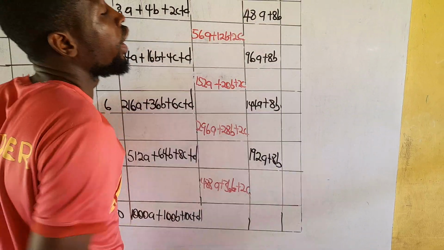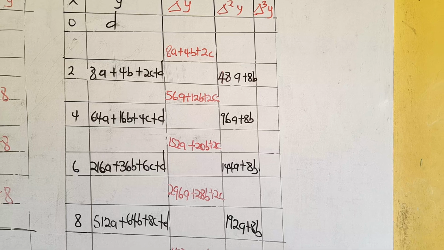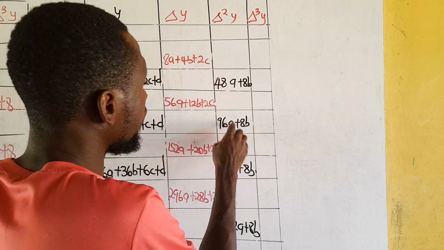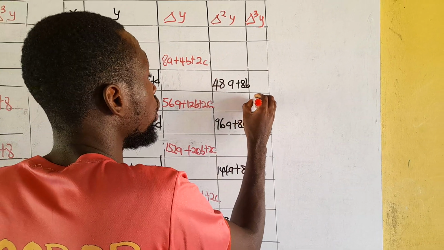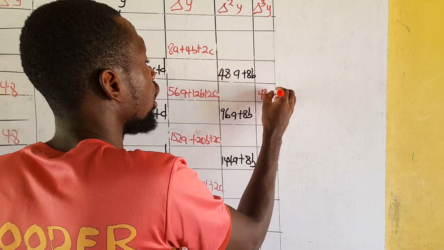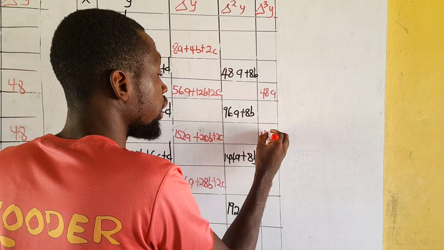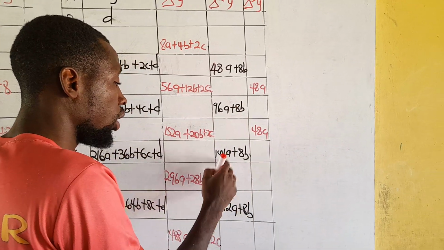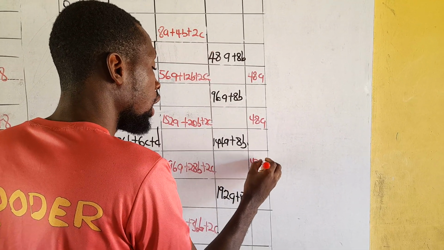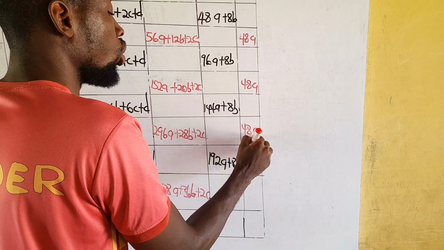We go further to find the third difference. So we'll find the third difference. 96a minus 48a will give us 48a. 8b minus 8b will be 0. This minus this will also be 48a. 8b minus 8b is 0. This minus this is also 48a. 8b minus 8b is also 0.